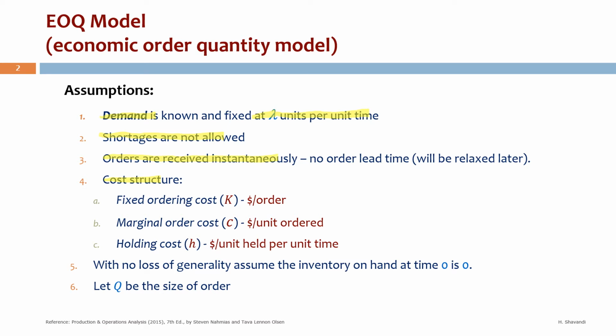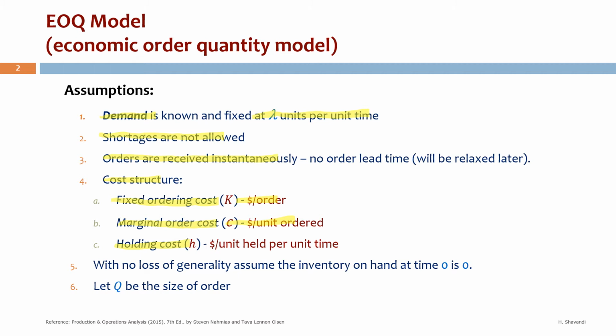The cost structure is as follows. We consider the fixed ordering cost as K, in dollars per order, a fixed cost for each order. The marginal order cost C is in dollars per unit ordered. And the holding cost H is in dollars per unit held per unit time.